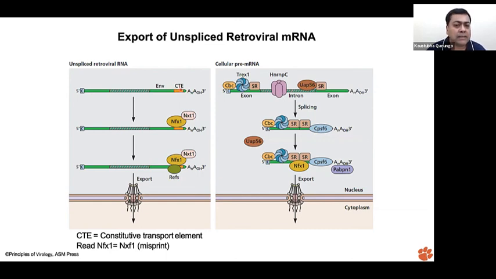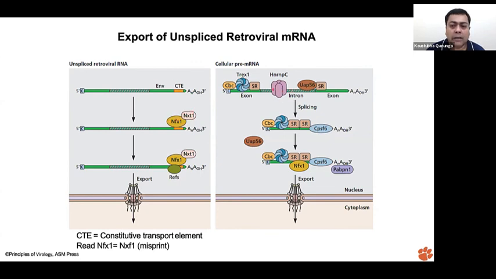And this CTE is the site which is recognized by NXF1, and there is also another nuclear export factor, NXT1, and these are all the transport adapters. So what you are seeing is that the full-length RNA already contains a constitutive transport element. So even if they have this right here, the intron doesn't matter, the adapter protein will bind.